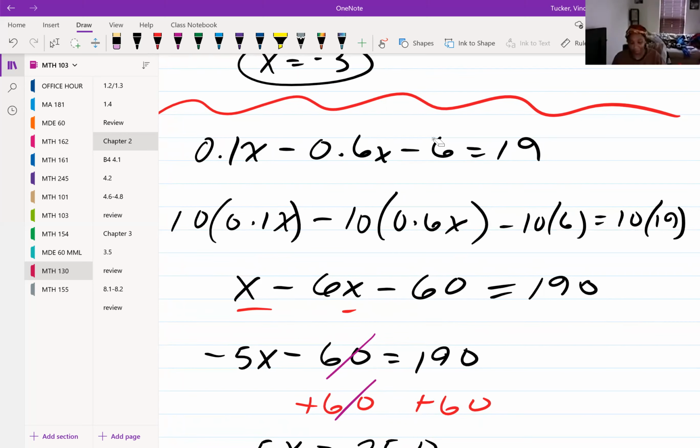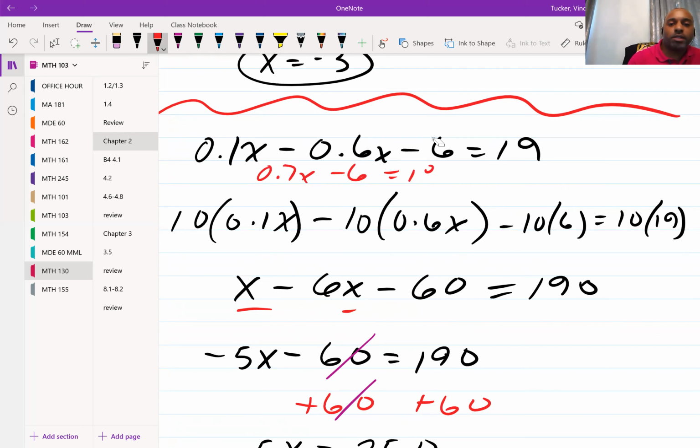If I stay with the decimals, you think that would be easier for me? Well, that's all about preference. Can you work it out on paper with the decimals? Yeah, so what I would do is combine these like terms. So that would be 0.7x minus 6 equal to 19. So that's the first thing, combine your like terms.